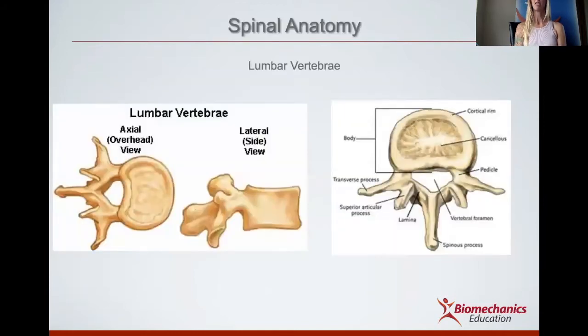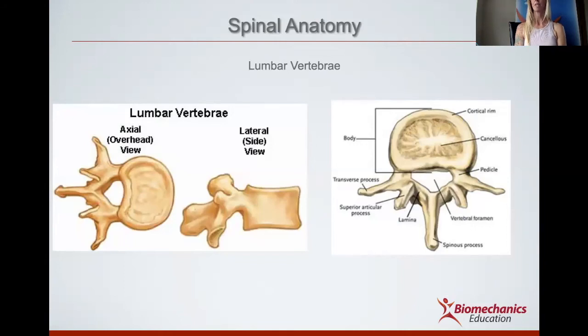So we're going to start by looking at the detailed picture of a lumbar vertebrae. So the lumbar spine, obviously in the lower back area. And what you can see here is on the left-hand side of the slide, there is an axial overhead view of a single lumbar vertebrae. And then to the right of that, there's a lateral or side view. Over on the right-hand side, what you can see is, again, that overhead or axial view, but with some definitions of areas in there.